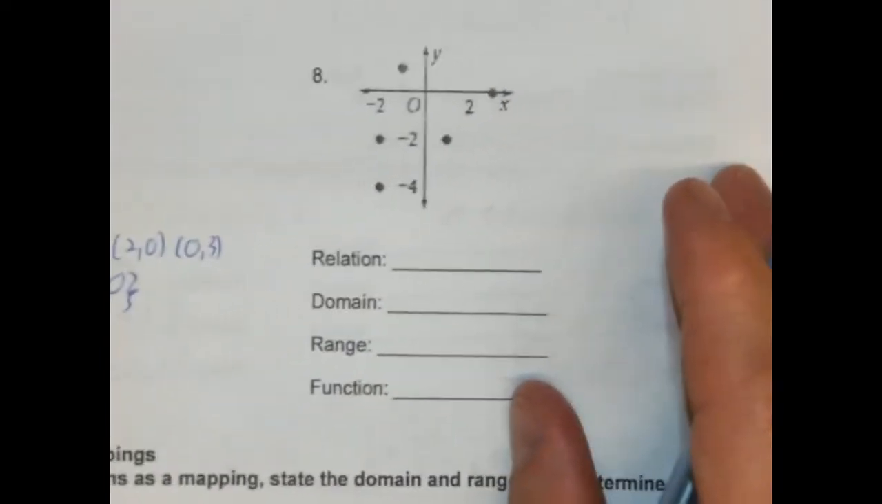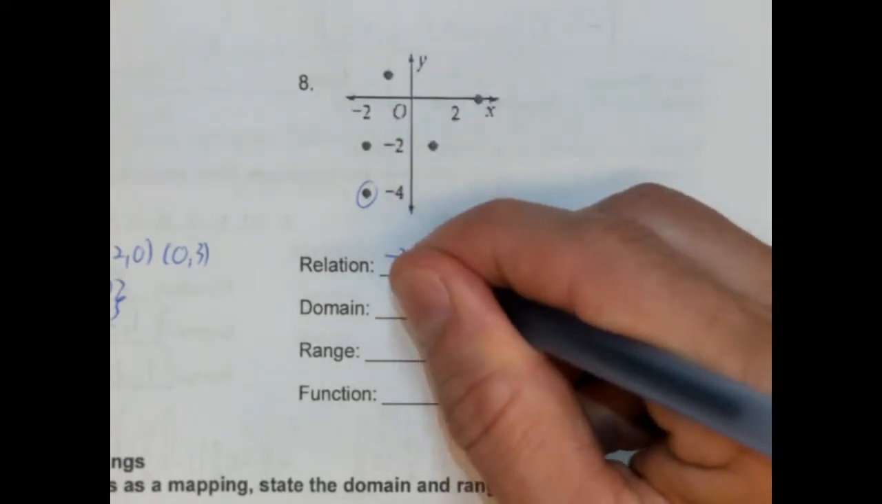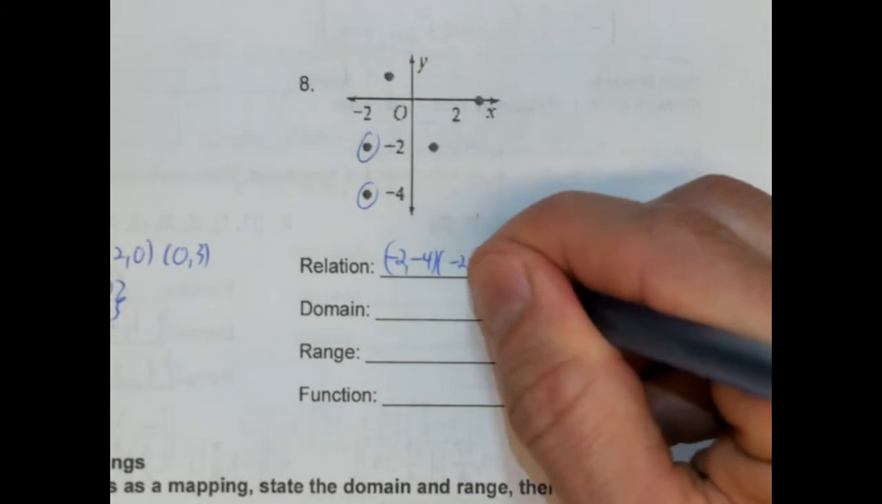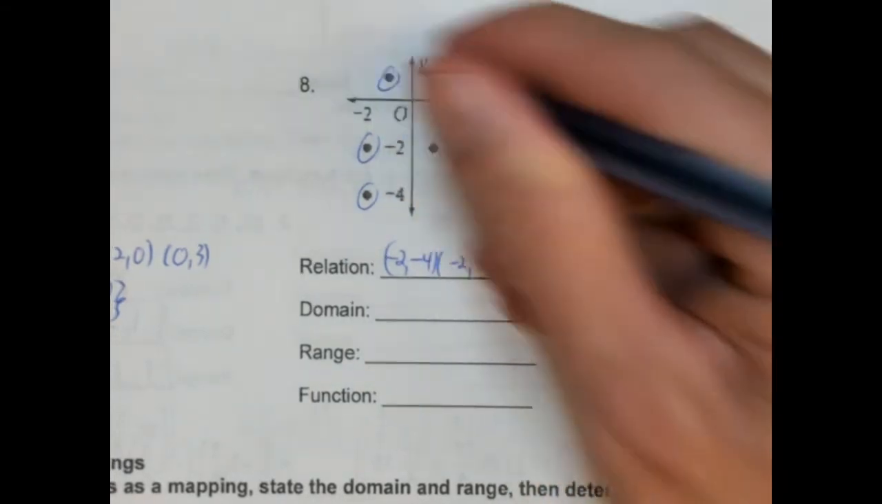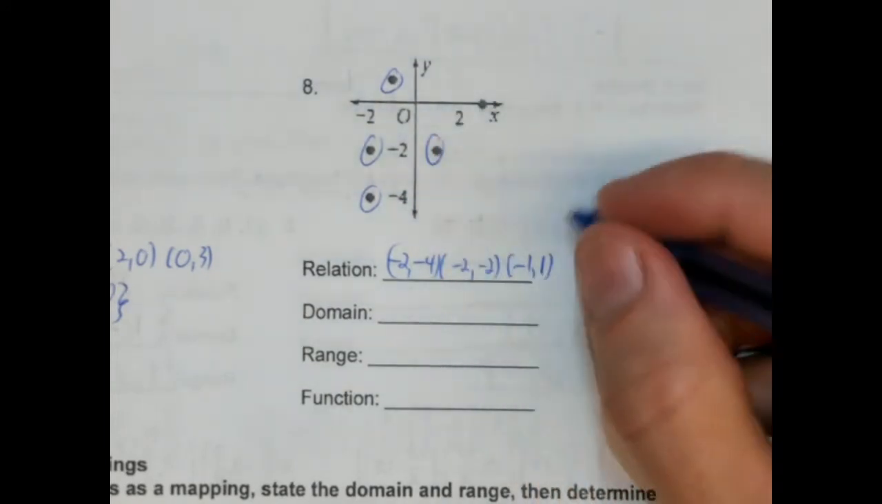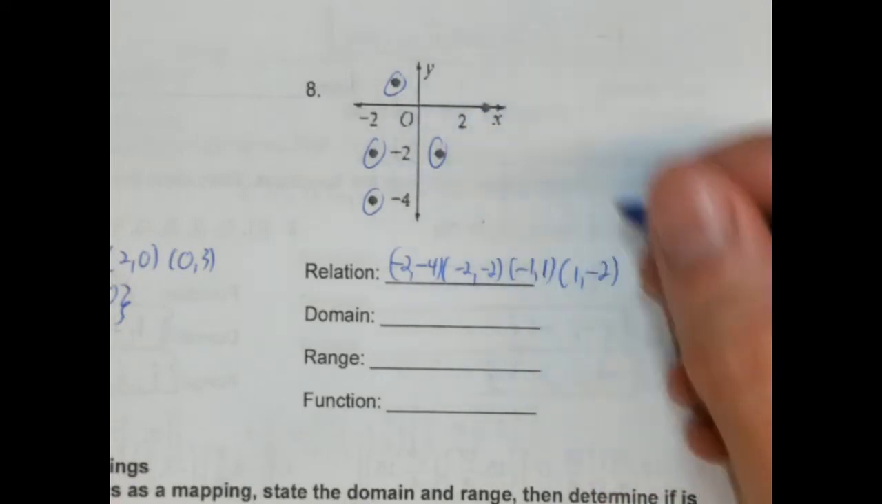Let's check out this one. So this is negative 2, negative 4. This is negative 2, negative 2. This is negative 1, 1. And this is 1, negative 2. And this is 3, 0.